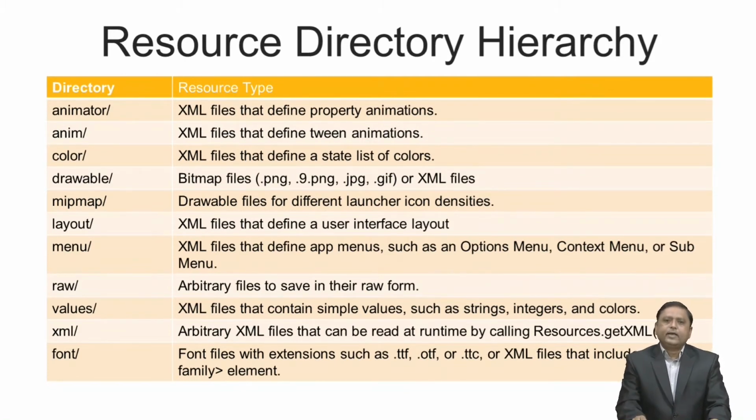The next directory is the XML directory, which stores arbitrary XML files that can be read at runtime by calling resources.getXML. The next is the font directory. If your app uses any custom fonts, then you can store those fonts inside this font directory. Font files have extensions such as TTF, which stands for TrueType Font, OTF or TTC, or an XML file that includes a font-family element. These are the various types of resource directories inside your resource directory.